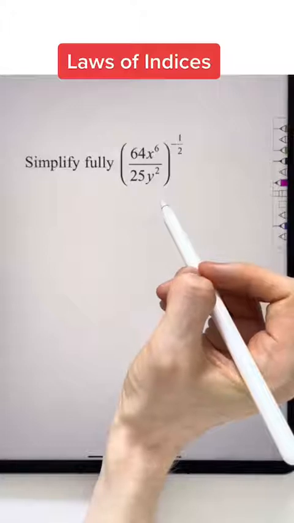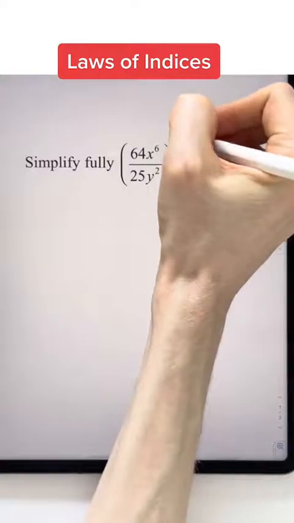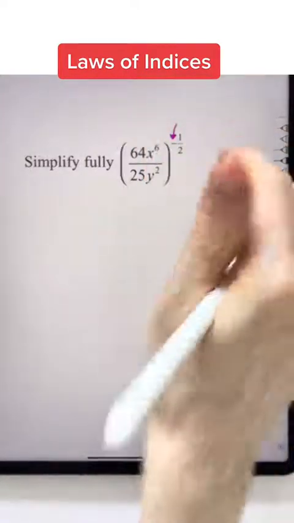Here we are asked to simplify fully for 2 marks. If we see a negative power, we know a negative power means the reciprocal. In other words, to turn it upside down.